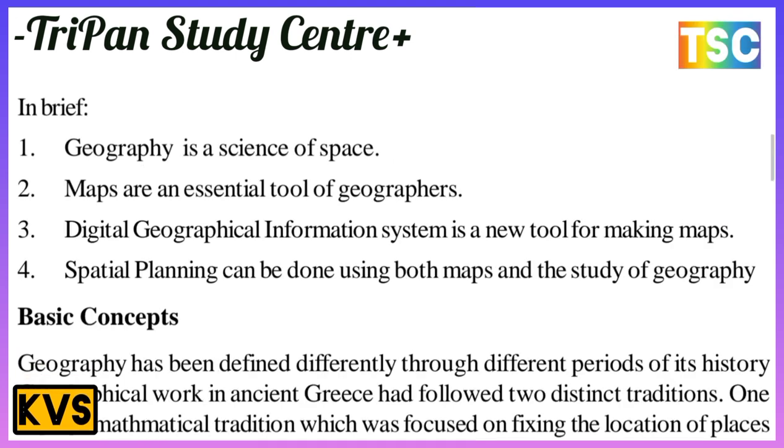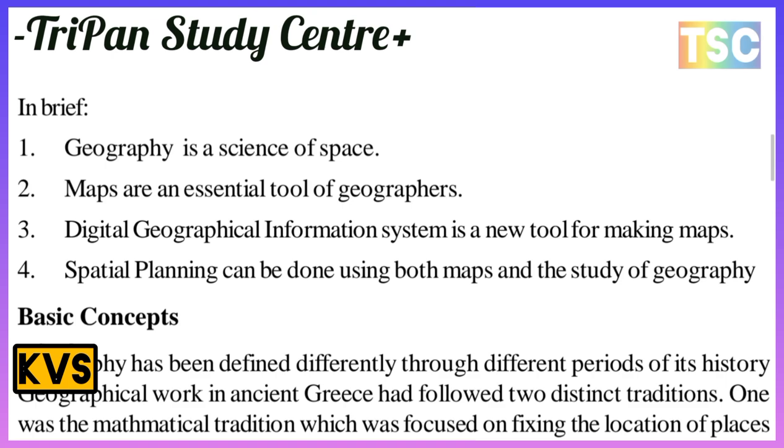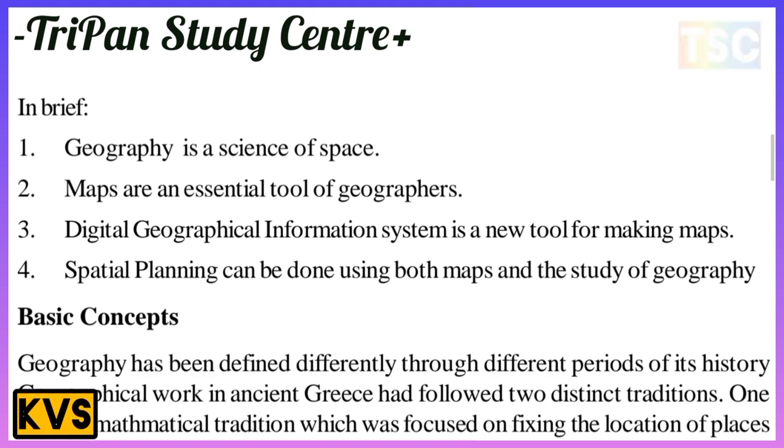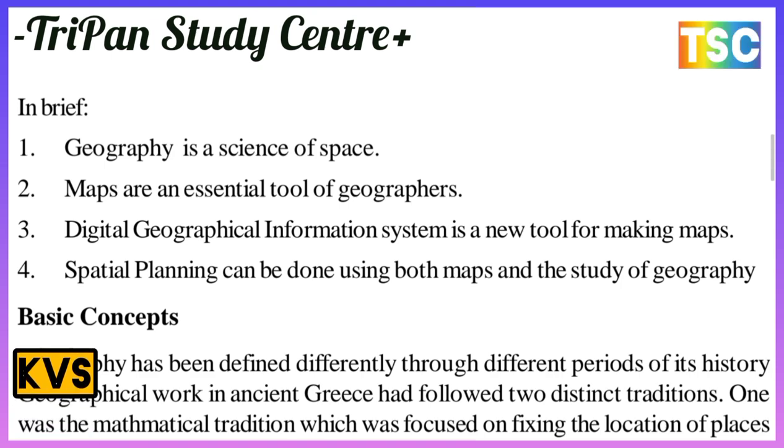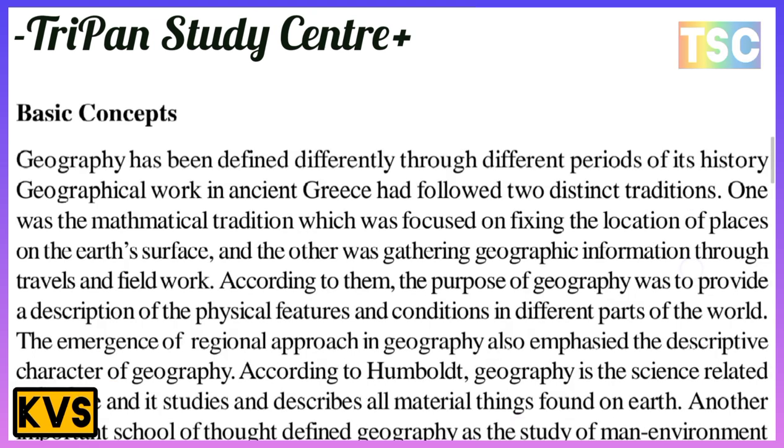In the first place, geography is a science of space. Secondly, maps are essentially the tools of a geographer. Third, a digital geographical information system is a new tool for making maps. And that is the most important. Fourth, spatial planning can be done using both maps and the study of geography. Next.